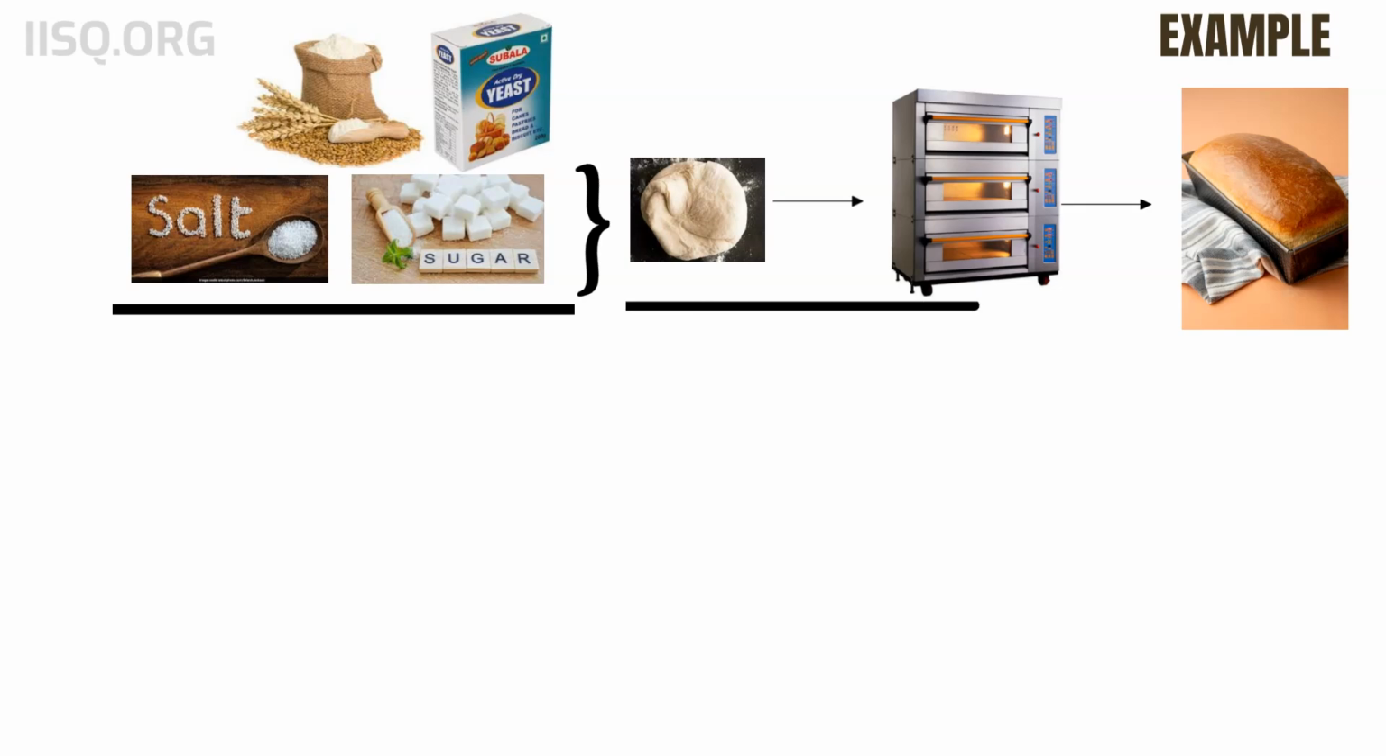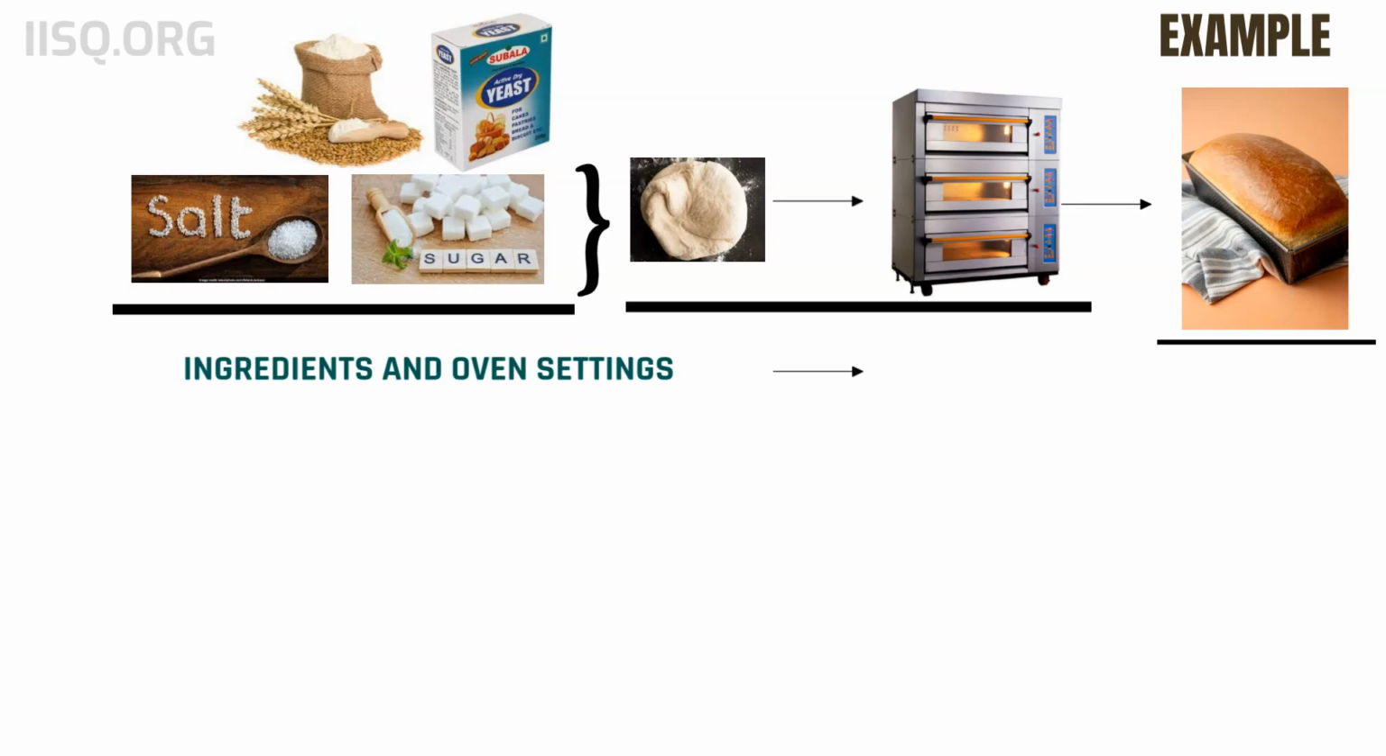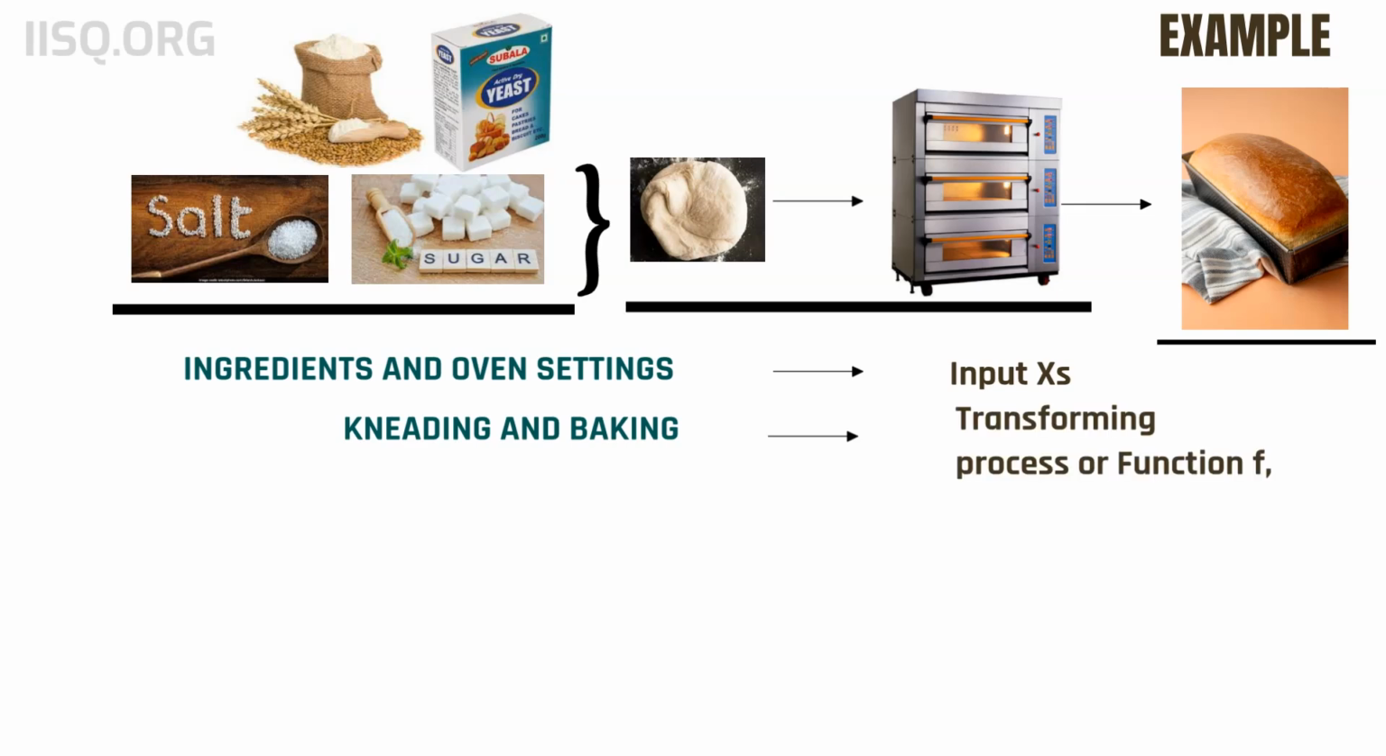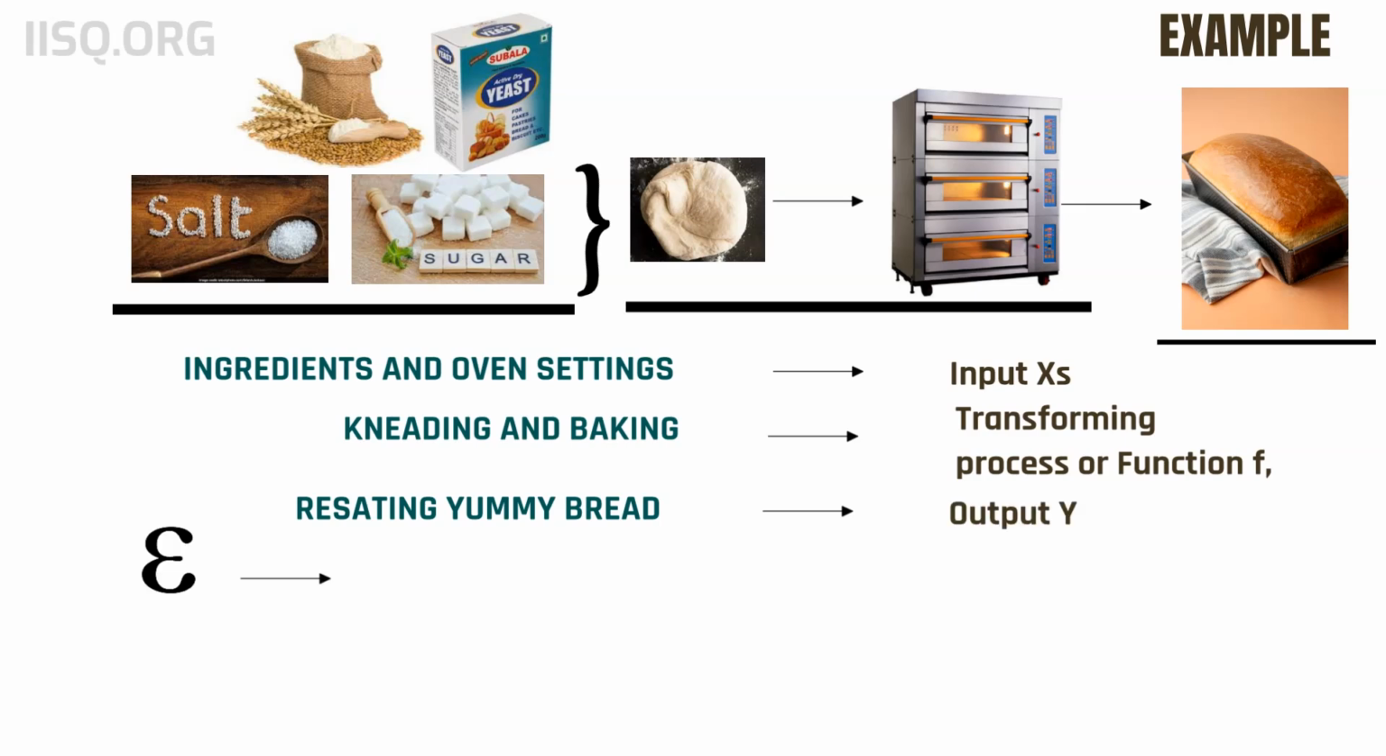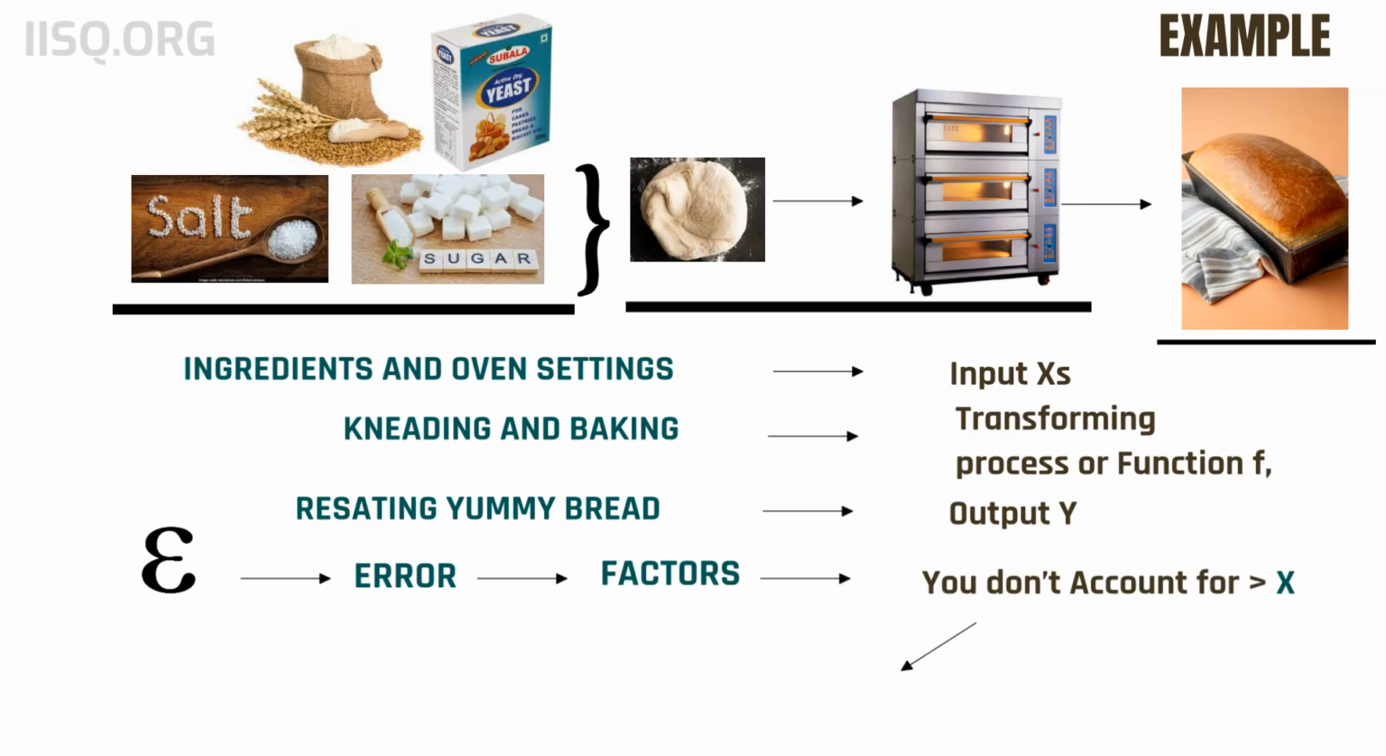Let us take one example. If you want to prepare a loaf of bread, you take wheat flour, yeast, salt, sugar and other ingredients. Then, you prepare a dough and bake it to get the desired results. Here, the ingredients and oven settings are the input Xs. Kneading and baking are the transforming process, or function f. And the resulting yummy bread is the Y. The extra error, epsilon, is the factors you don't account for. It can be humidity in the atmosphere, or the freshness of flour, etc.